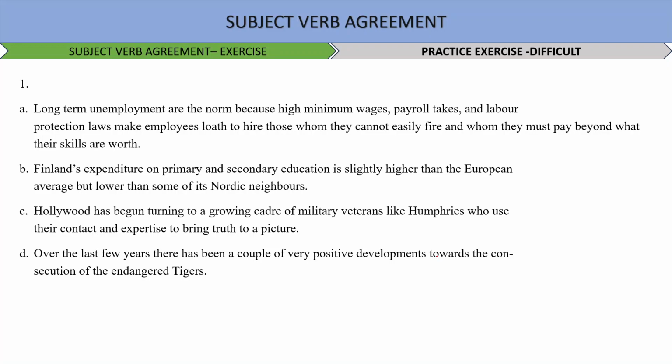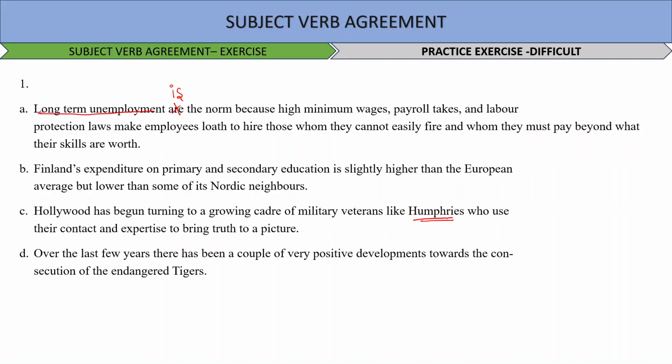Grammatically correct sentence. Now I see that in sentence A, when we say long-term employment, it represents a singular subject and hence should take a singular verb, right? In sentence C, Humphreys is the subject here, right? Humphreys is the subject, which is singular and will take a singular verb. Humphreys who uses.